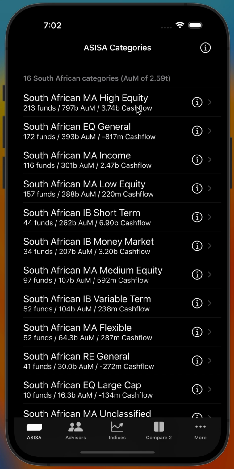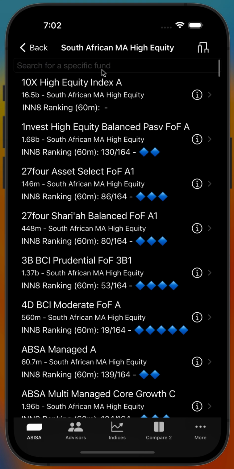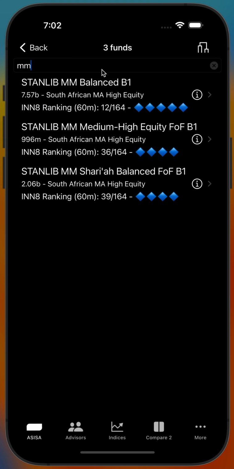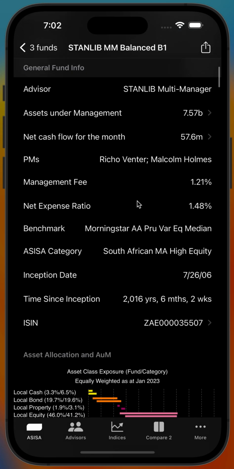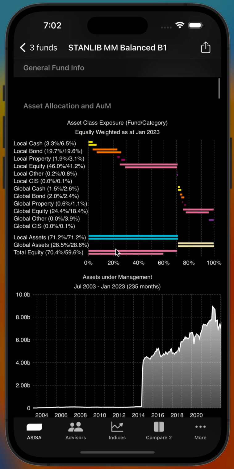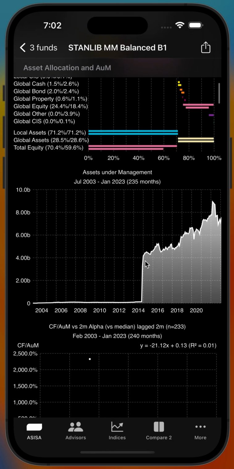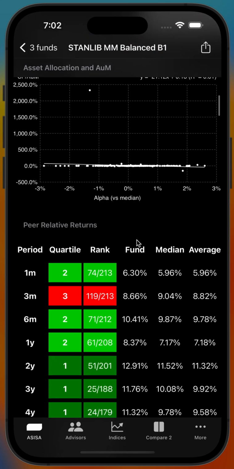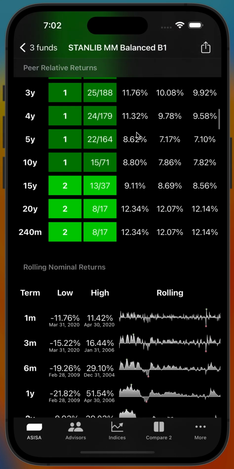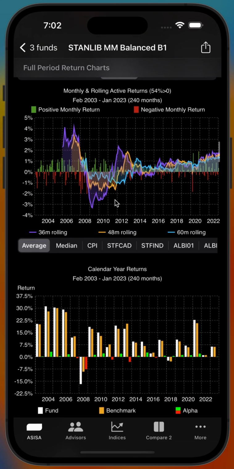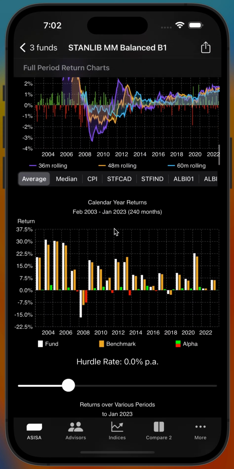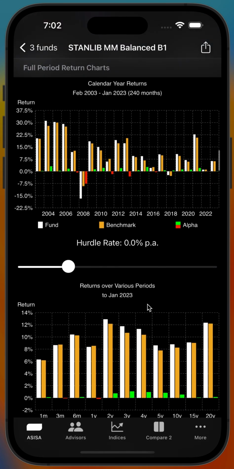We're looking at the information tab for that fund, and I'm going to go back into it and continue where we left off. So we've been looking at the multi-manager balance fund, the standard multi-manager balance fund. In part one, I covered the general fund info here. In part two, I covered the asset allocation, and then all the way down to, we've covered these charts, the rolling return charts. So now let's have a look at a few more.